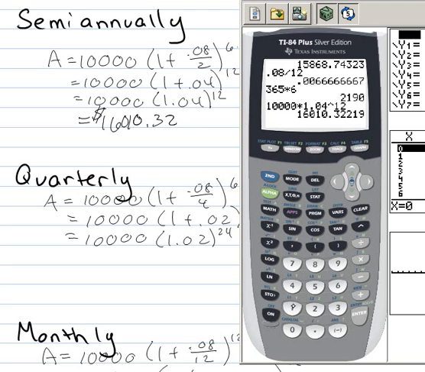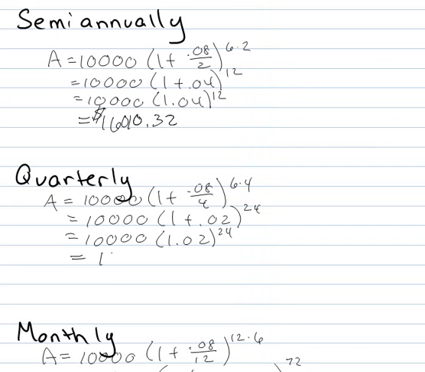And then I've got 10,000 times 1.02 to the 24. Enter. So I got 16,084.37. Can you see the difference?